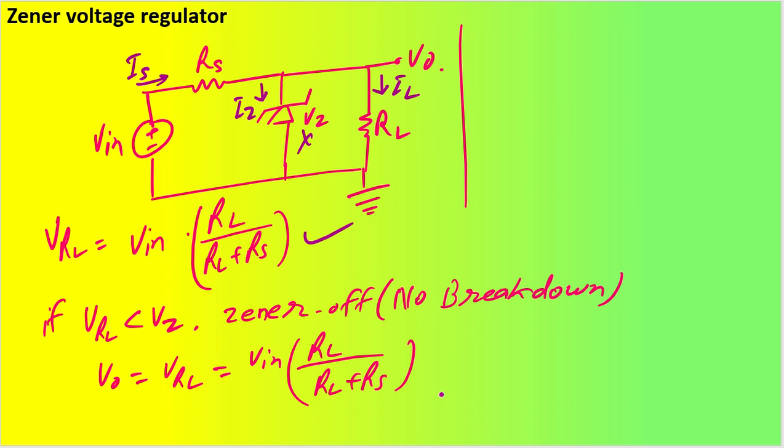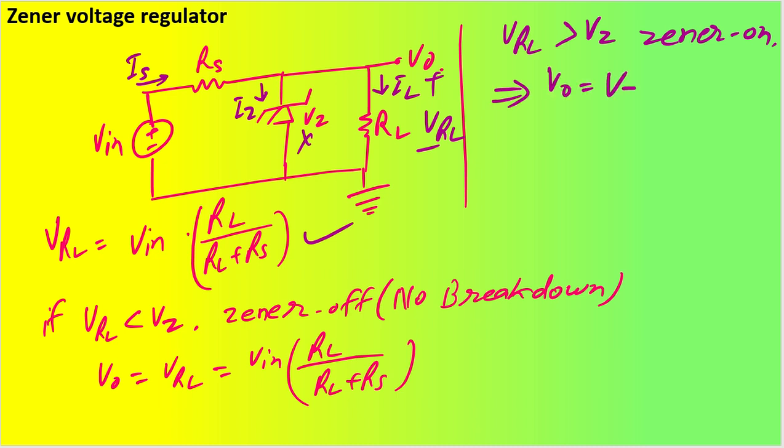Now next case, let us say my VRL is greater than Vz. Let's say you calculated your VRL, the voltage across this resistor. VRL you have calculated, which is nothing but your V out in some cases, and in some cases V out will be Vz. Why, I will tell you. So if my VRL is greater than Vz, then what will happen? This Zener will be in breakdown. So I will write it down. My Zener is on. That is, Zener breakdown happened. Okay. And in that case, my V out will become Vz.